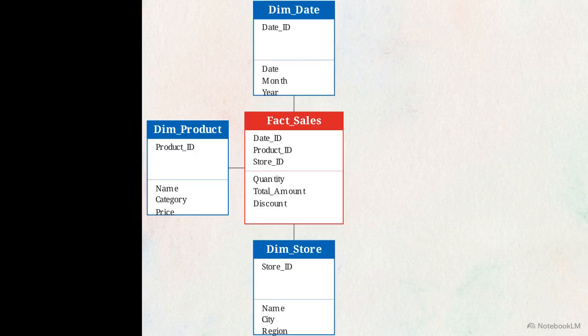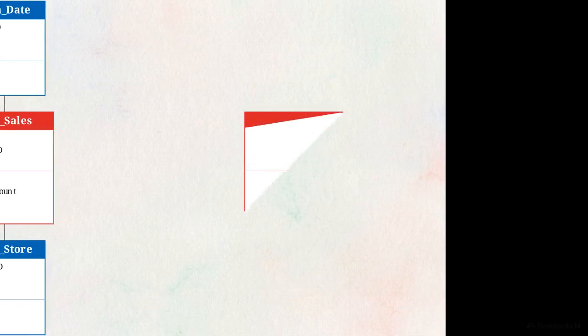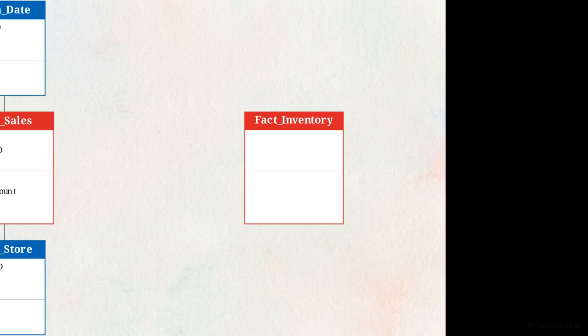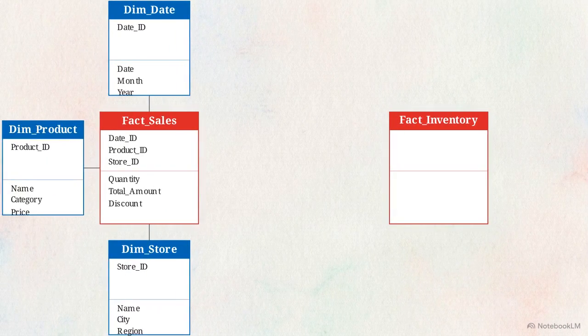Now let's build the constellation. Move to the opposite side of your page, draw a second red box, and label it fact_inventory. Adding a second fact table transforms a basic star schema into a fact constellation. Fill this new box with quantitative metrics, like units in stock and reorder level. Again, leave a blank space at the top.